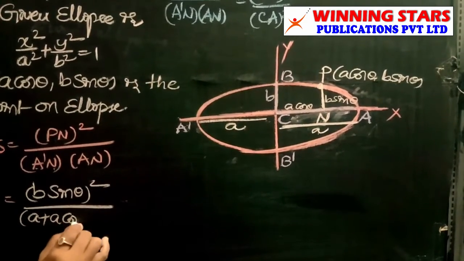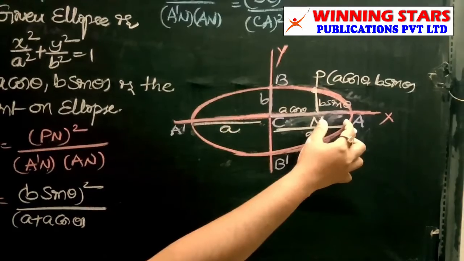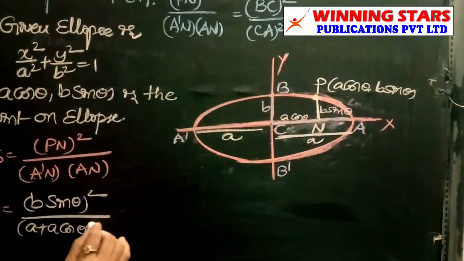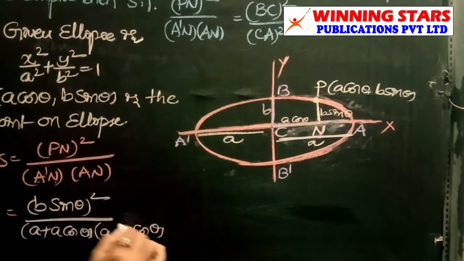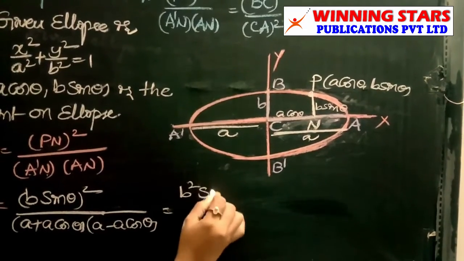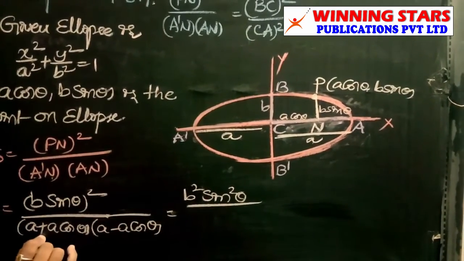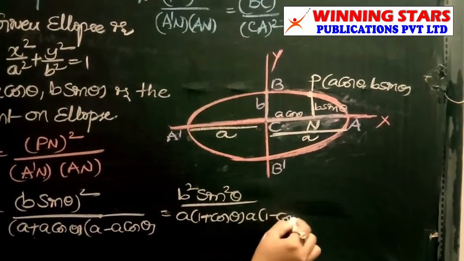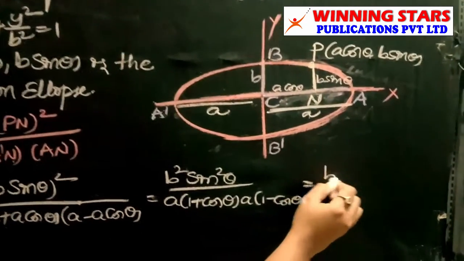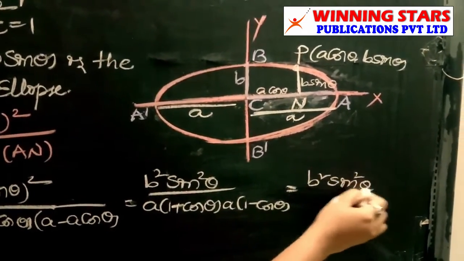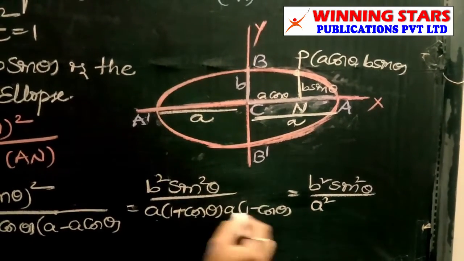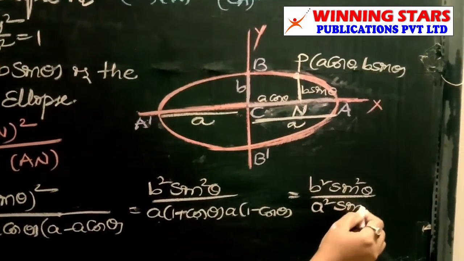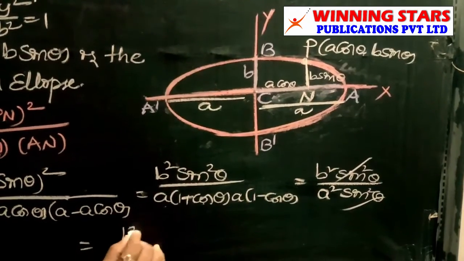A plus a cos theta into AN. What is the AN value? AN is nothing but a minus a cos theta. CA minus CN is equal to AN, that is a minus a cos theta. This is equal to b square sin square theta by, taking a common here, a into 1 plus cos theta into a into 1 minus cos theta, which is equal to b square sin square theta by a square into 1 plus cos theta into 1 minus cos theta, that is 1 minus cos square theta, which is equal to sin square theta. And this is equal to b square by a square.